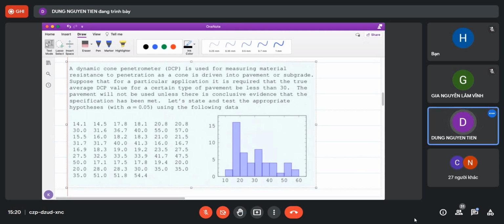Spectrometer dissipate is used for measuring material resistance to penetration as a cone is driven into pavement or subgrade. Suppose that for a particular application, it is required that the true density value for a certain type of pavement be less than 30. The pavement will not be used unless there is conclusive evidence that the specification has been met. State and test the appropriate hypothesis using the following data.